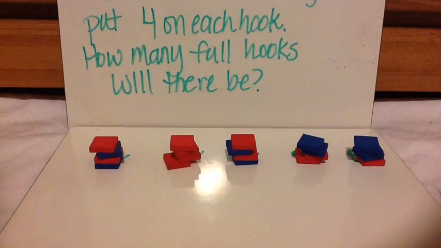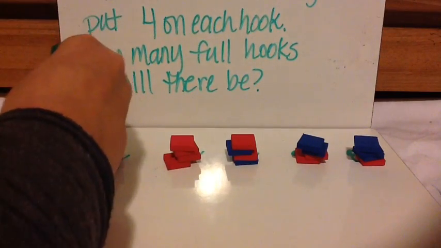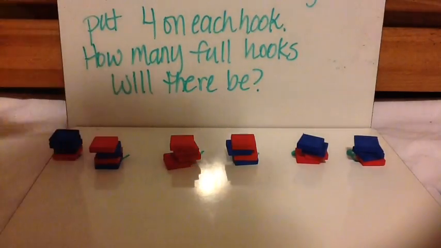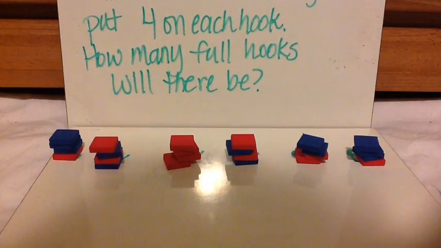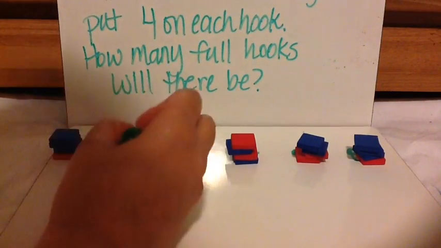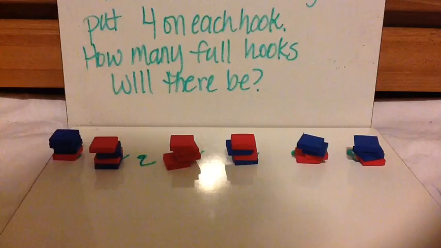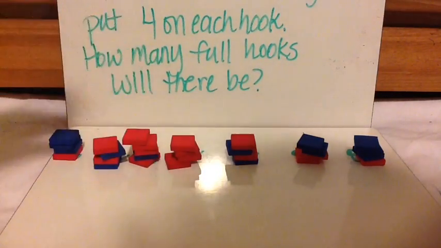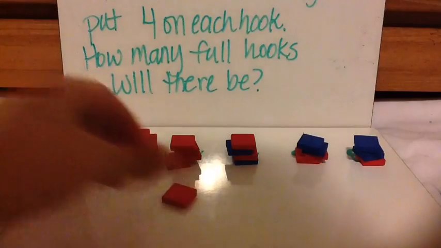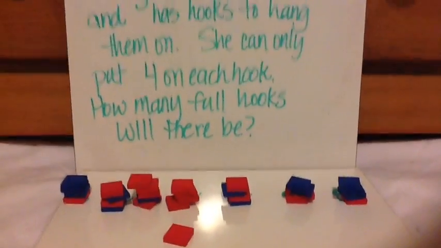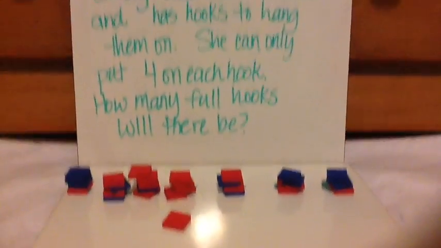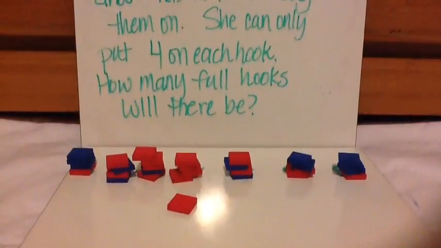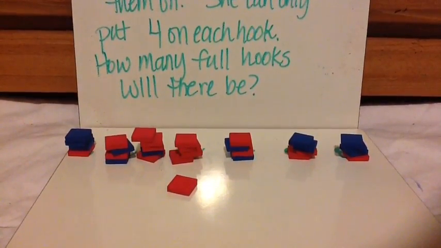Let's do another hook. 24. 28. That's 28 necklaces I've hung. And then obviously there's 29 total necklaces because that's what the question says. Just 29 necklaces and has hooks to hang them on. 4 to a hook. How many full hooks will there be?